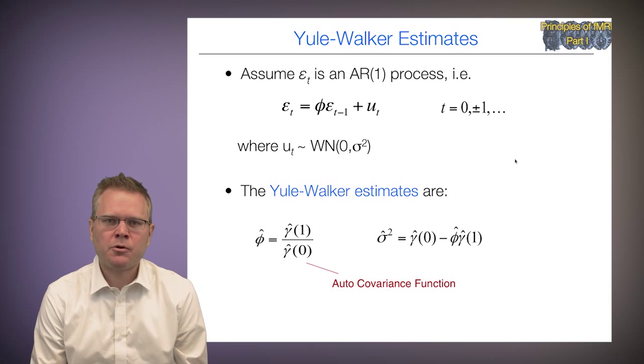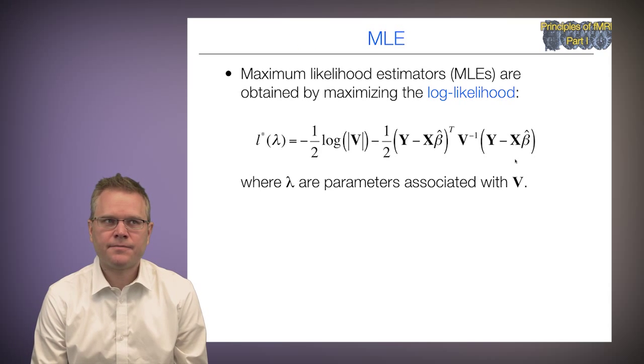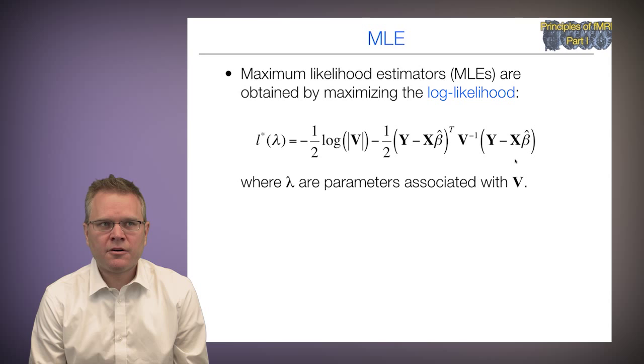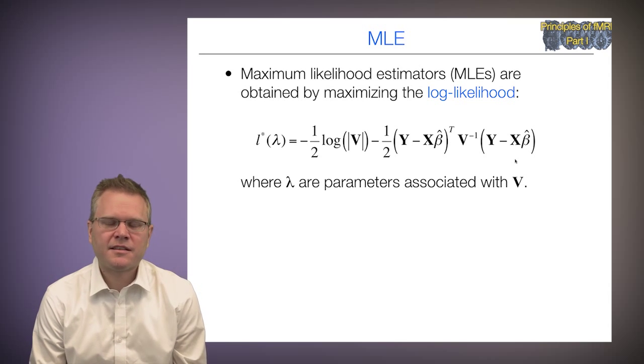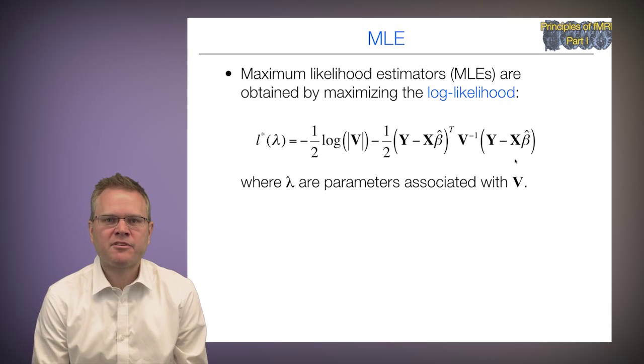So this is a simple way to do it, and it's fast and very useful in fMRI data analysis. The maximum likelihood type methods are a little bit more computationally cumbersome, and they are obtained by maximizing the log likelihood, and this is an example of the log likelihood. So we just simply have to estimate the parameters associated with V by maximizing this function, and there are many different types of maximization methods you can use to estimate this.